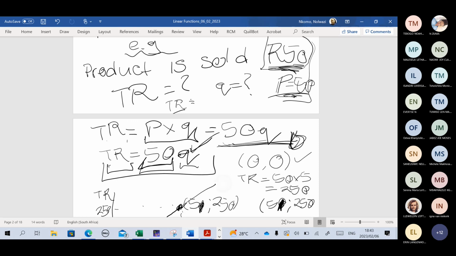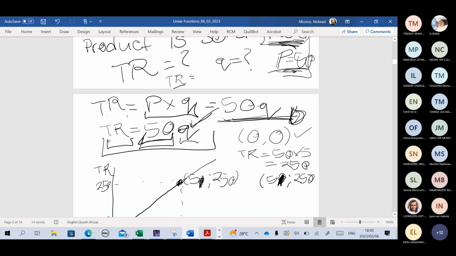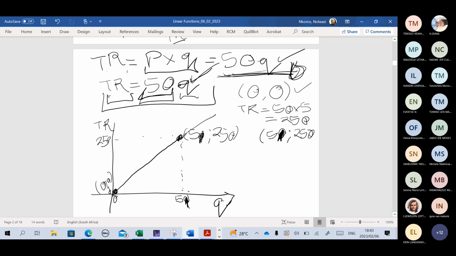So this means our total revenue would be 50Q, right? And if you were asked to determine the total revenue function, then this would have been your answer. But in this case, I said let's draw a function too. Suppose now we are given 50Q, the total revenue.